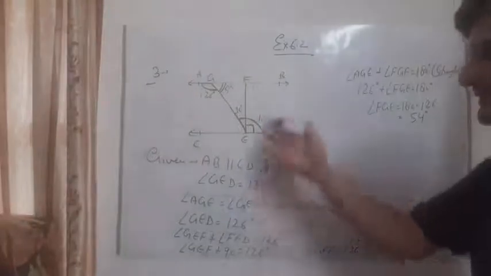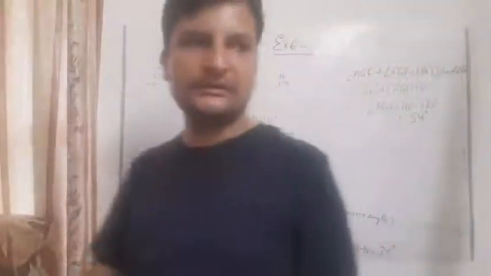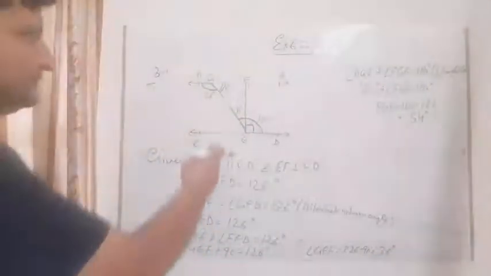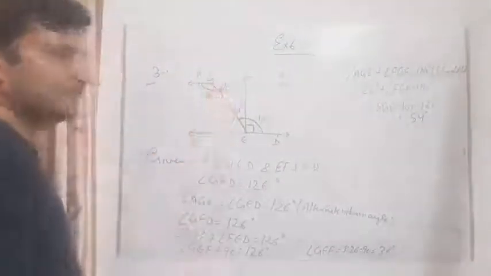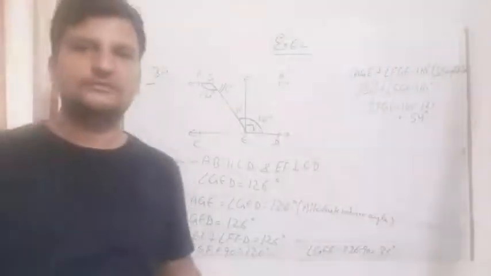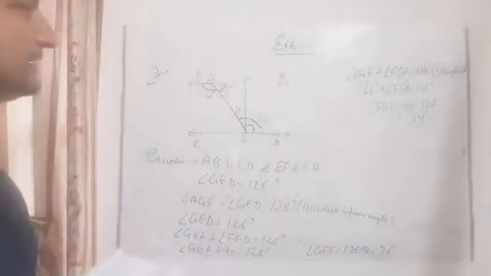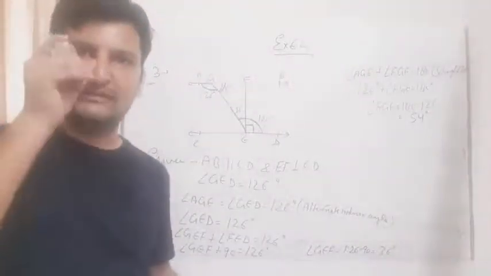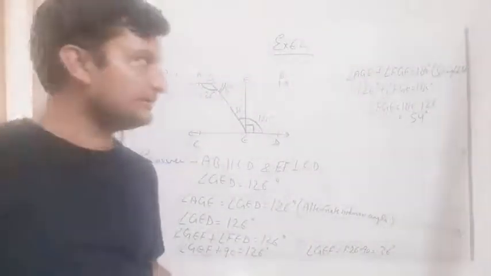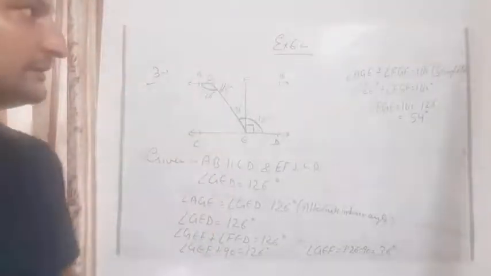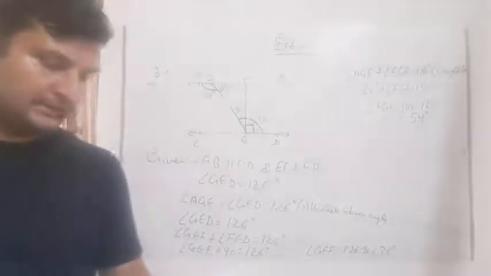So students, we can do it like this. This is a very easy question. You only have to think about the concept. What are alternate interior angles? What are corresponding angles? What is a straight angle? What is a linear pair? We have already done this in the introductory part. So you can do it. Question number 3 is done. After this, question number 4.